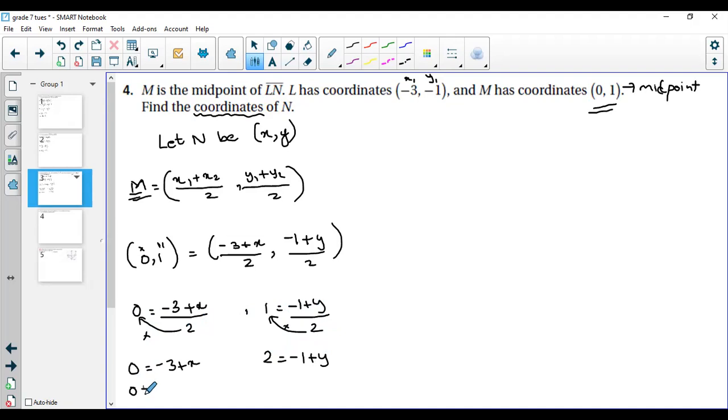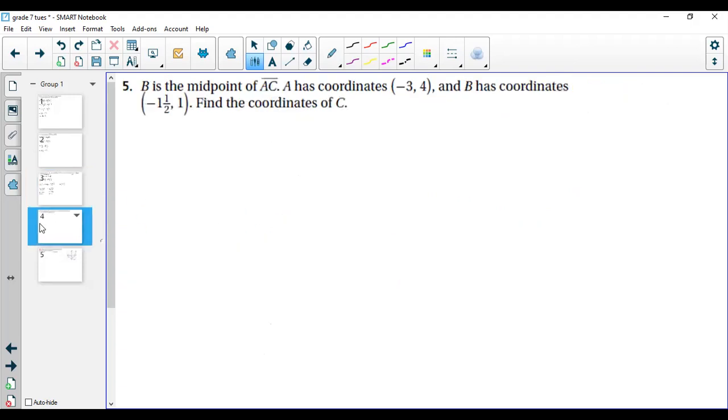So 0 plus 3 equals x, 2 plus 1 equals y. 0 plus 3 is going to be 3, right? So I'm going to write it directly in the coordinates, finding the coordinates of N. So 0 plus 3 is going to be 3, and 2 plus 1 is also going to be 3. So the coordinates of N are going to be 3 and 3. It might look like it's a bit longer steps, but when you keep doing it, you will find it easier and you can do it faster.